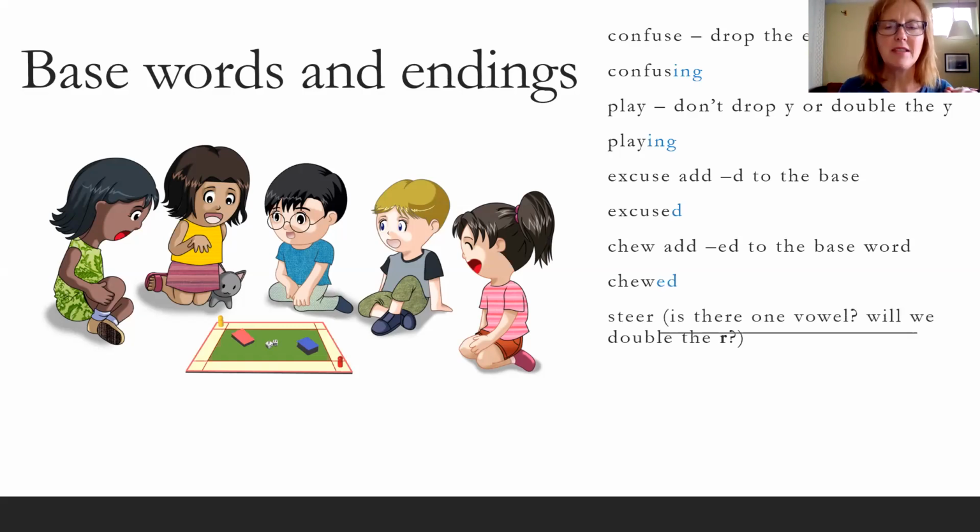Steer. Now remember, this is an important question to ask yourself: how many vowels are in the middle of this word? If it were just one vowel with one consonant, we would think we need to double that consonant. But in this case, there are two vowels, S-T-E-E-R. So are we going to double that R? No, we're not. We're just going to add ing to make it steering.